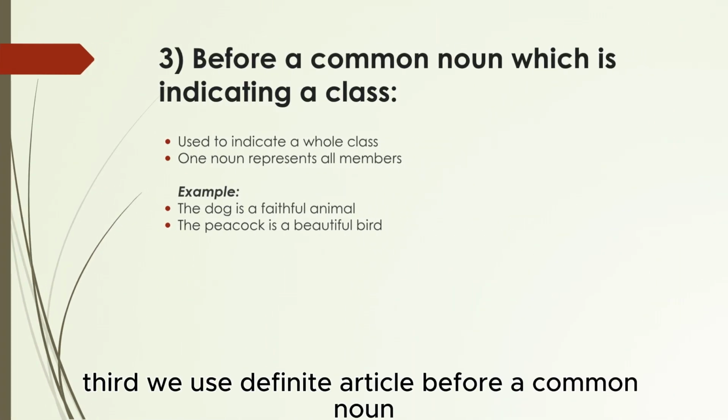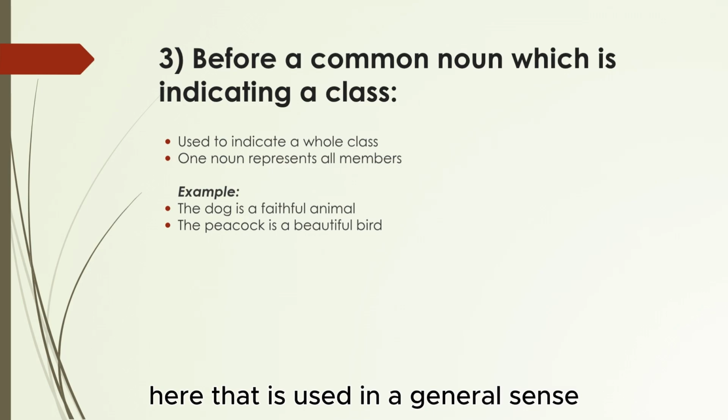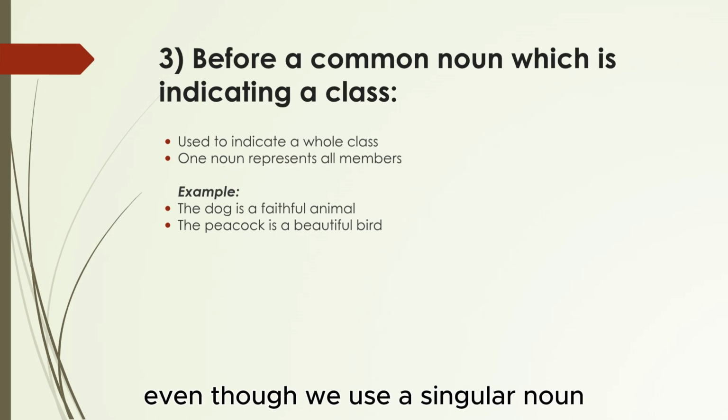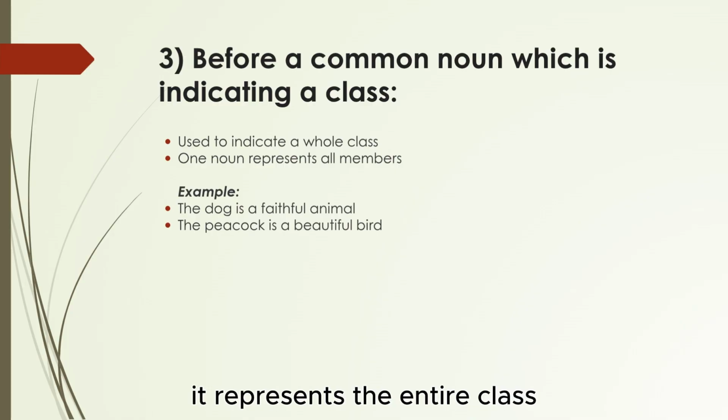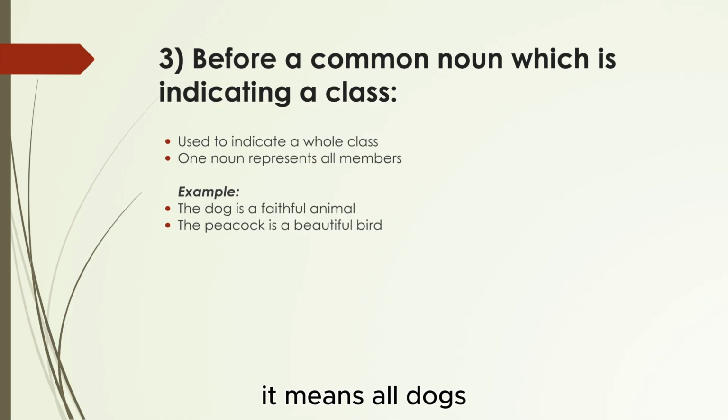Third, we use definite article before a common noun which is indicating a class. Here, the is used in a general sense. Even though we use a singular noun, it represents the entire class. For example, the dog is a faithful animal does not mean one dog, it means all dogs.